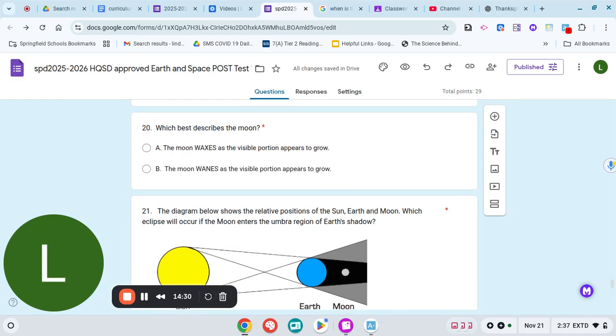Number 20, which best describes the moon? The moon waxes as the visible portion appears to grow, or the moon wanes as the visible portion appears to grow?